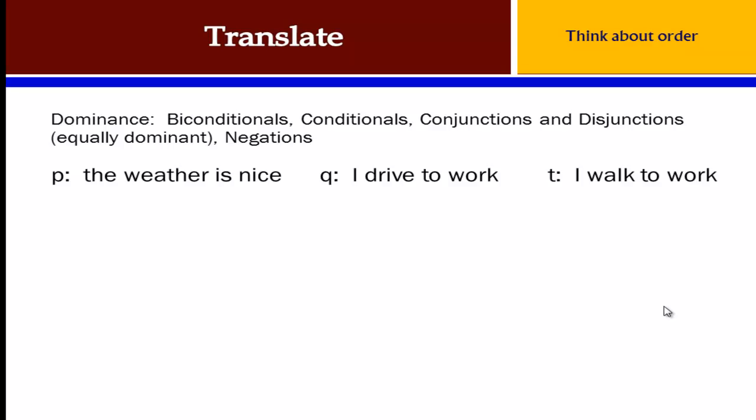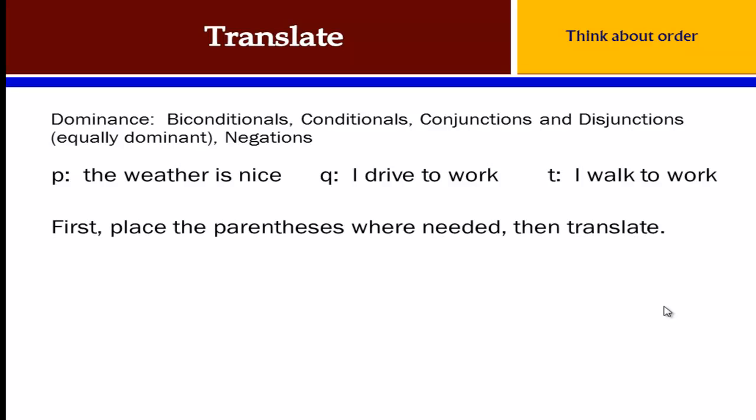Some simple statements. P, the weather is nice. Q, I drive to work. T, I walk to work. First, we're going to place the parentheses where needed according to the dominance of connective rules, and then we'll translate. So notice we've got 3 statements here, but we haven't been given what should be grouped together. So we have to use our rules for the dominance of the connectives in order to determine what gets grouped together.